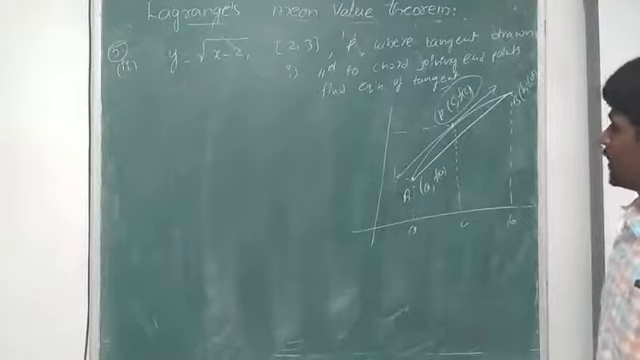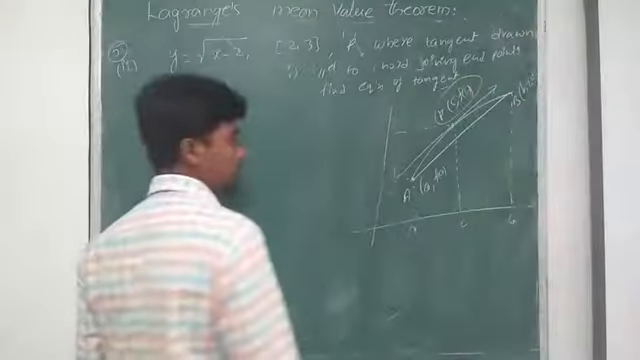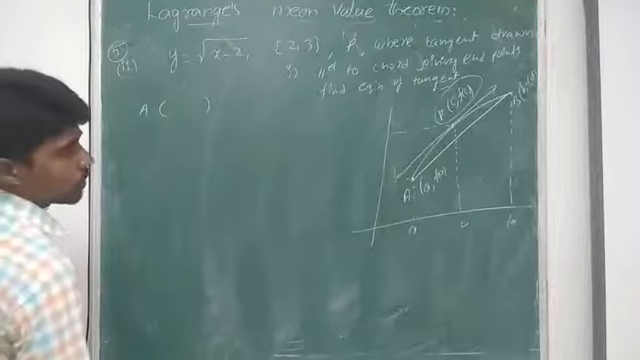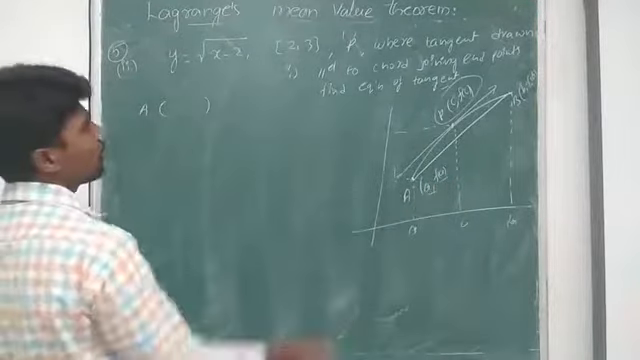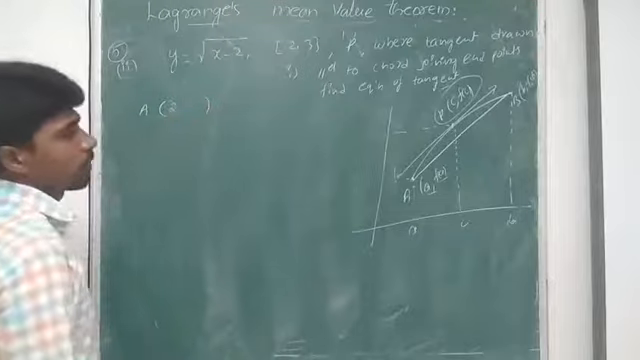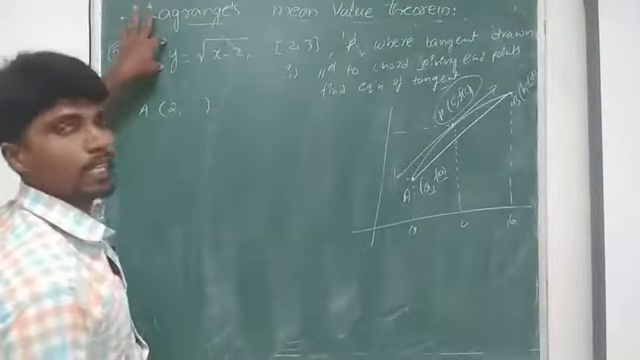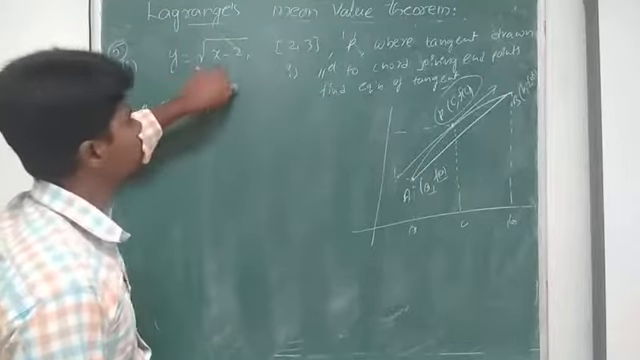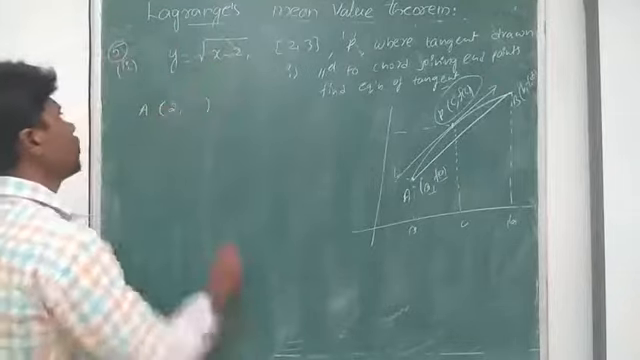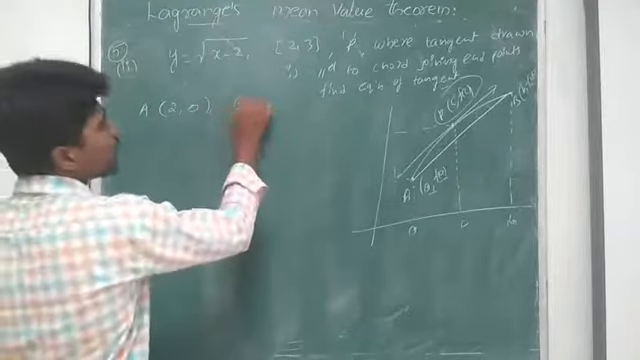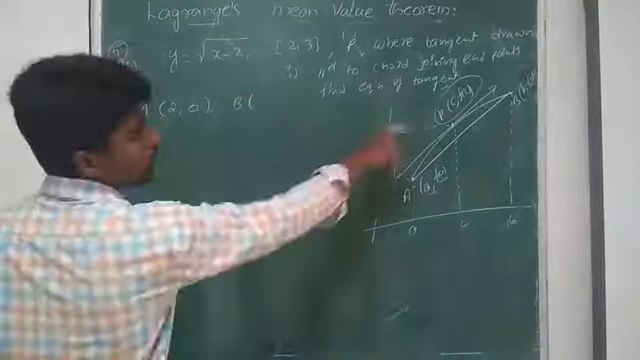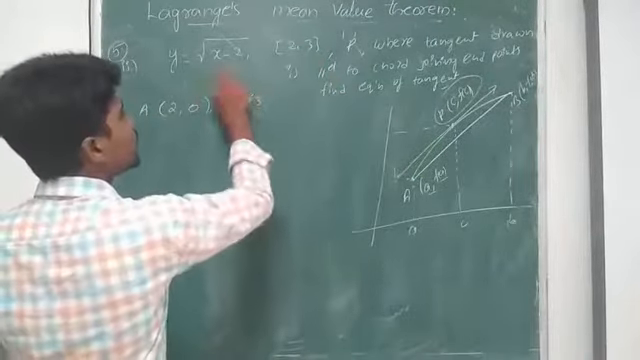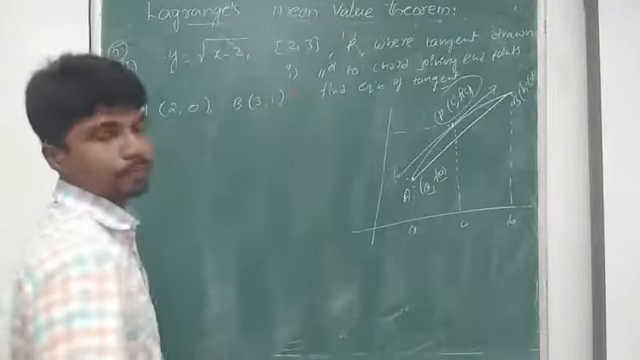So before that we decide the end points. So what are the end points? End point A, which is nothing but a comma f of a. What is the value of a? 2. f of a is nothing but the function y is called f of x, no? So f of a is nothing but equal to, substitute in place of x 2, 2 minus 2, 0. What is the second end point? b comma f of b. b value 3. Substitute 3. 3 minus 2, 1. Root 1 value 1.